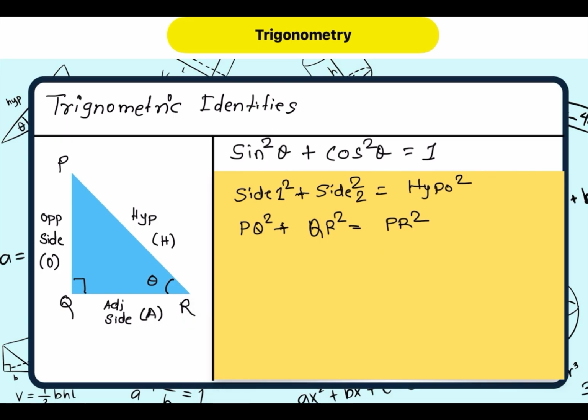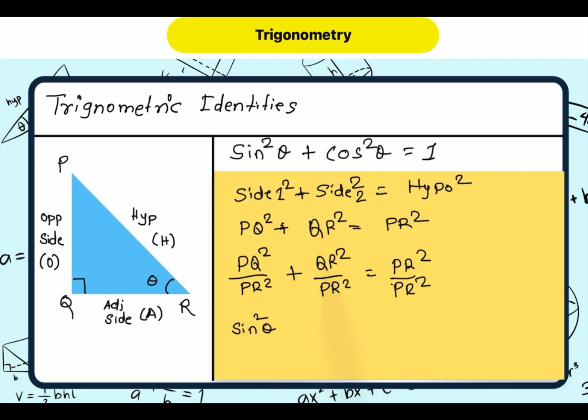Let's divide both sides by PR square. So it becomes PQ square upon PR square plus QR square upon PR square is equal to PR square upon PR square. But if you pay close attention, PQ upon PR: PQ is the opposite side of theta and PR is the hypotenuse. So what is opposite side divided by hypotenuse? It is sin theta. So that means PQ square upon PR square would be sin square theta.